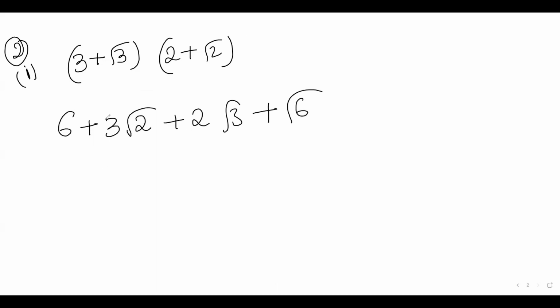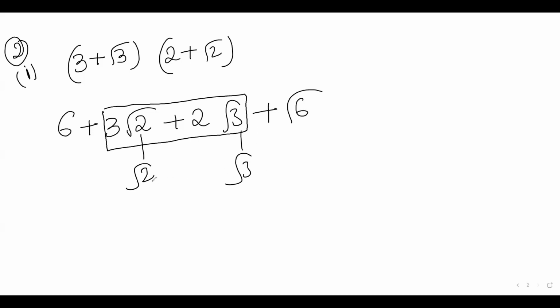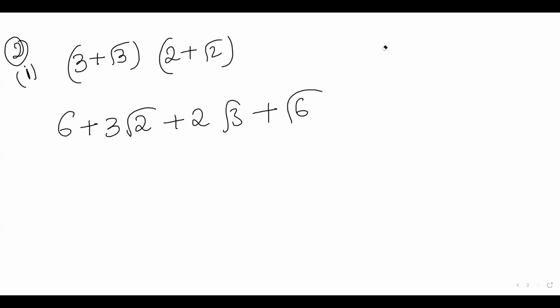Now, these two are different roots, different surds. This is root 2 and this is root 3. We can't simplify, we can't add, we can't subtract. They are different. Similarly, root 6 is also different. 6 is a rational number, but all other terms are irrational numbers. Only similar surds can be added.